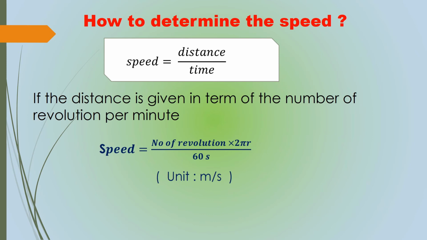How to determine the speed? Speed is equal to distance over time. We can use this equation because the speed for uniform circular motion is constant.